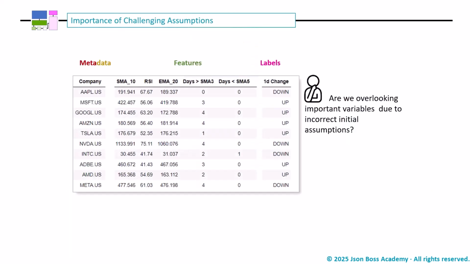Technical data and feature selection. Now, let's look at this table with technical data. We want to predict if a stock will rise or fall tomorrow. For this, it is useful to employ the simple moving average, the RSI, and an exponential moving average. We might think that the number of days a stock has been below the 3 or 5 period moving average is absolutely irrelevant. But what if we are making an incorrect assumption?